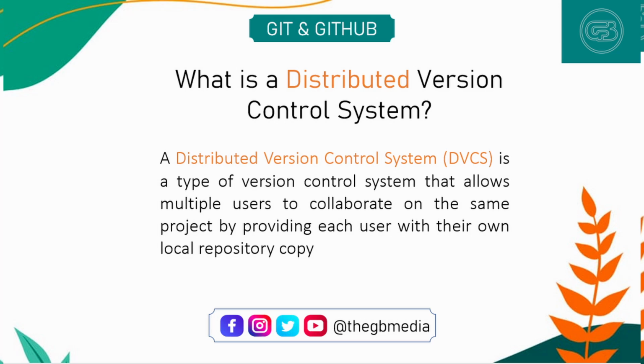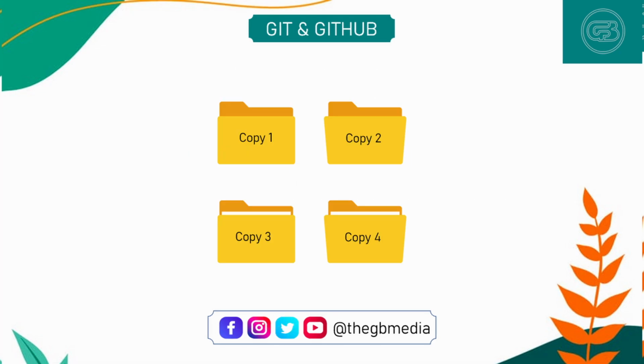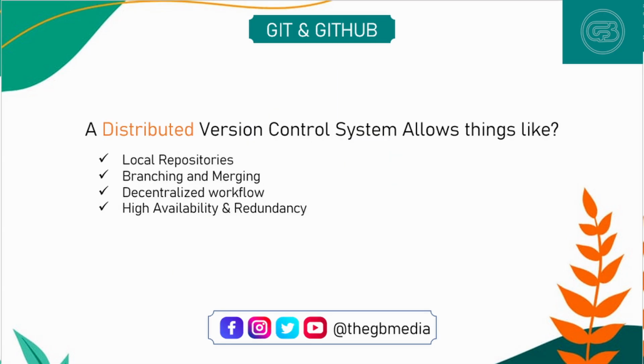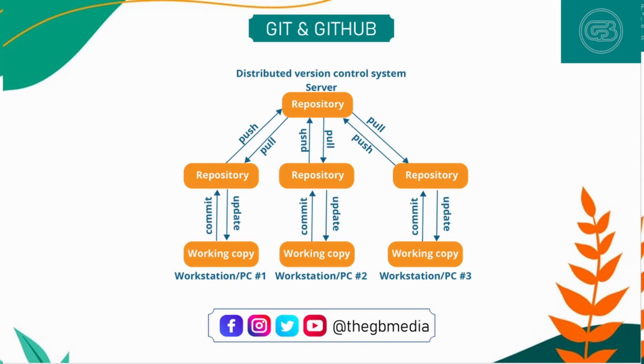That's to say, for a distributed version control system, there's a complete copy of the repository on every developer's system, which allows them to work independently without needing constant access to a central server. And this allows teams to have local repositories, branching and merging, decentralized workflow, and high availability and redundancy. So we can see the power of Git and GitHub for collaboration between developers.